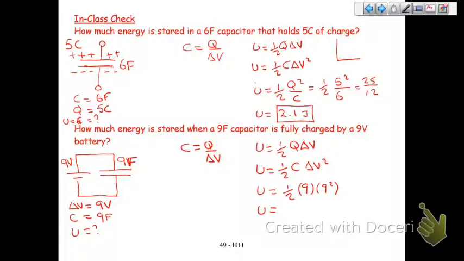And that's 320 and a half of 81. Might as well do it in my calculator. Why did I do that? 364.5.